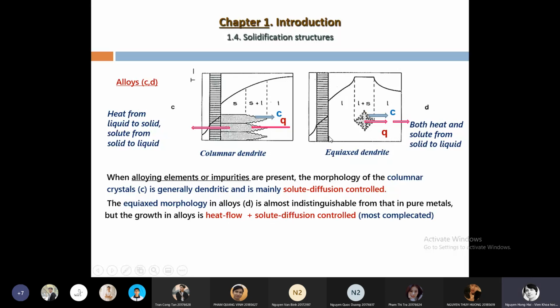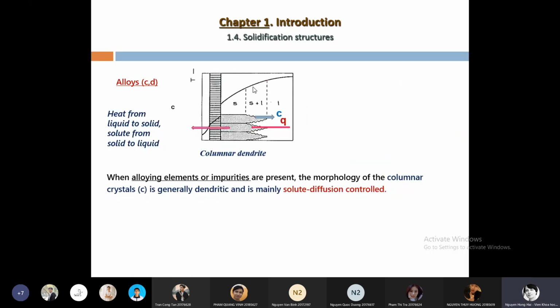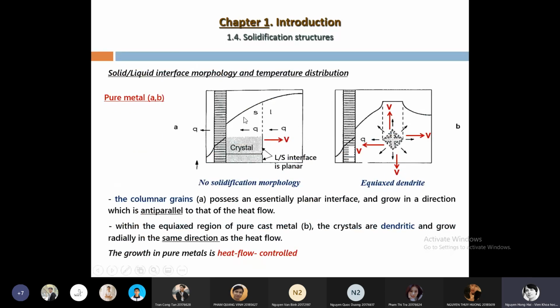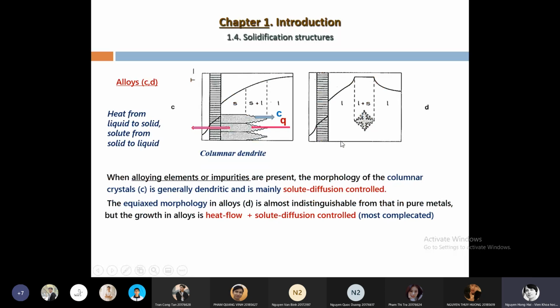See, in this case, this is the pure metal. Only heat flow control. In this case, only solute diffusion control. But in this case, both heat flow and solute diffusion control, and very complicated. In the case of the alloy, in the case of the equiaxed dendrite.